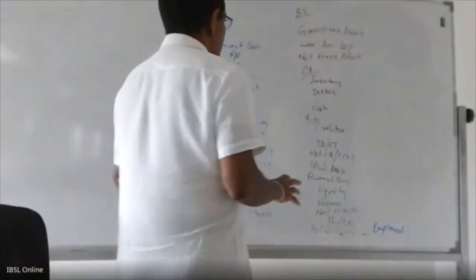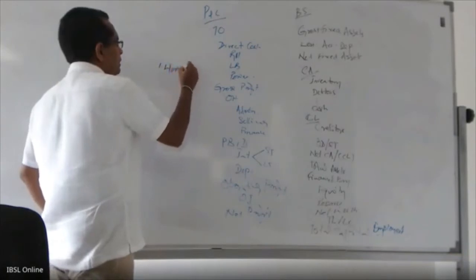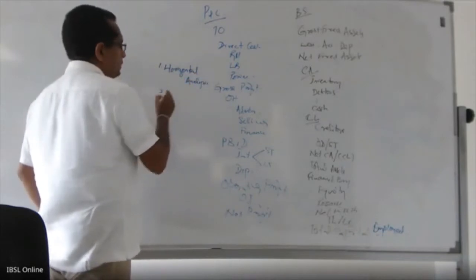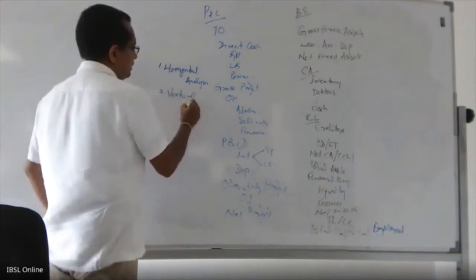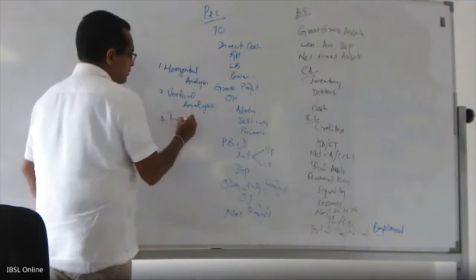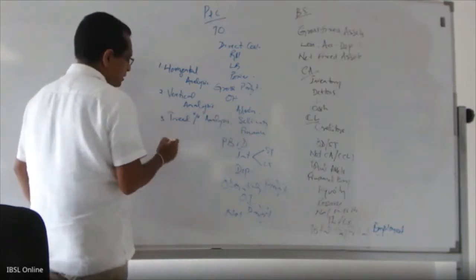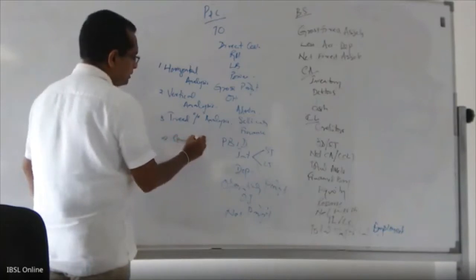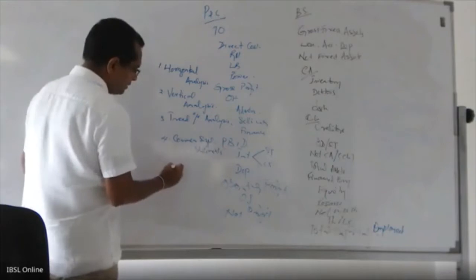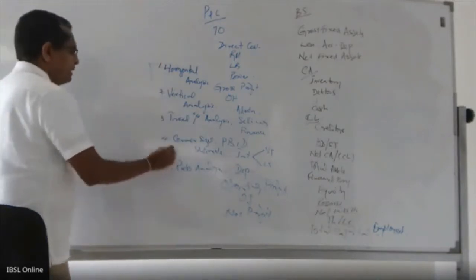Right. There are a few ways. We have first one, horizontal analysis. Second one, vertical analysis. Third one, trend percentage analysis. Fourth one, common size statements. Fifth one, ratio analysis. Right? These are the 5 methods we have.